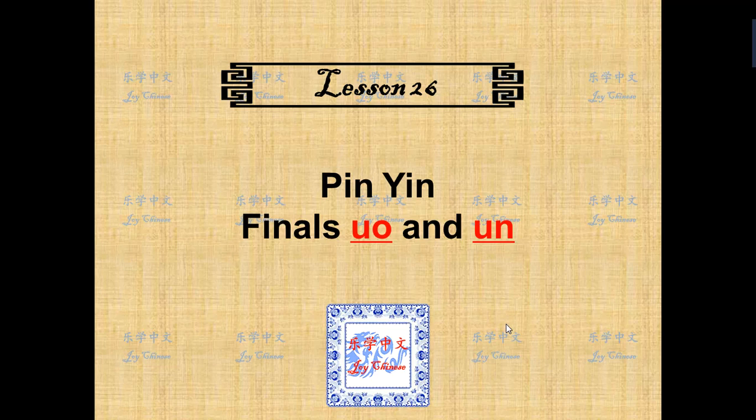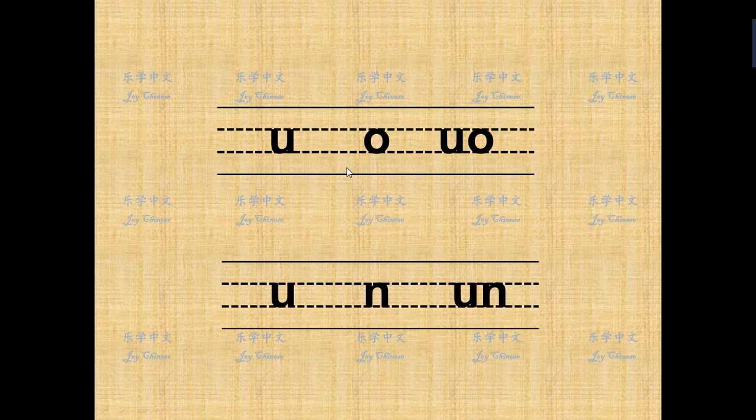In this video, I will introduce two combined finals, uo and un. It starts with u, combined with o and n. So you have to speak it very fast. Connect these two letters together.